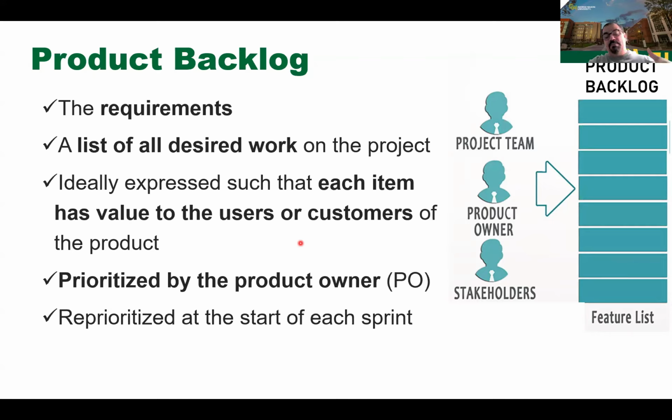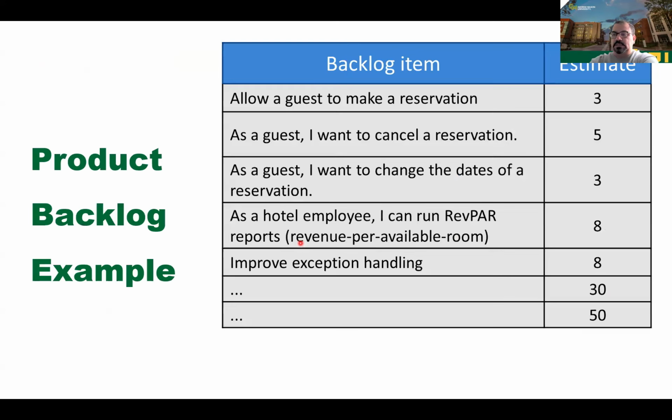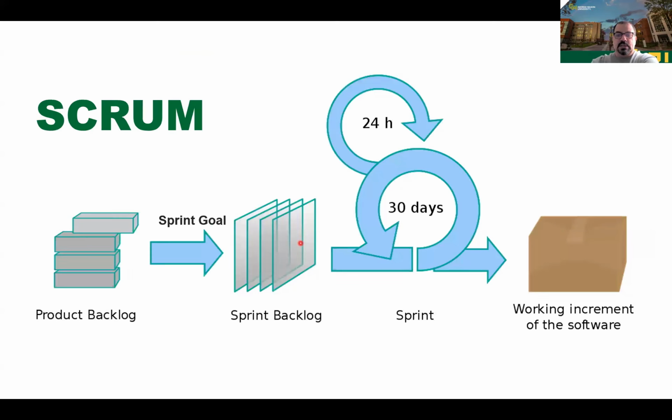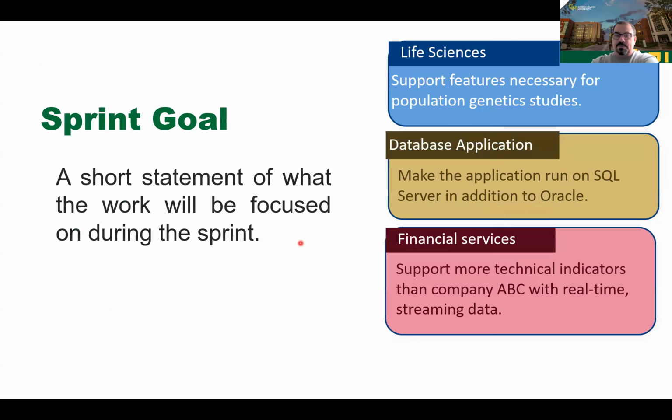Oh yes, and you reprioritize at the start of each sprint. You can move and adjust the list. Examples. Backlog item: allow a guest to make a reservation. As a guest, I want to cancel a reservation. As a guest, I want to change the date and so on. Okay, and some estimation.